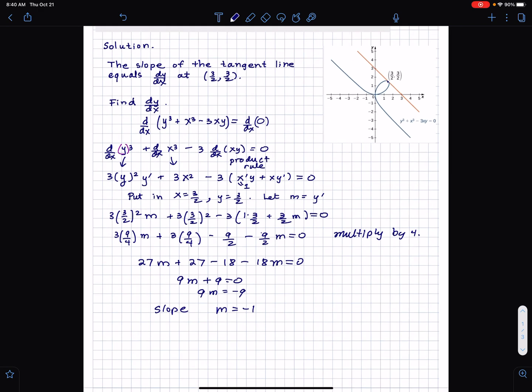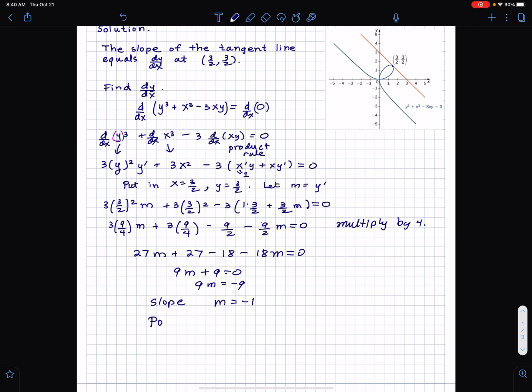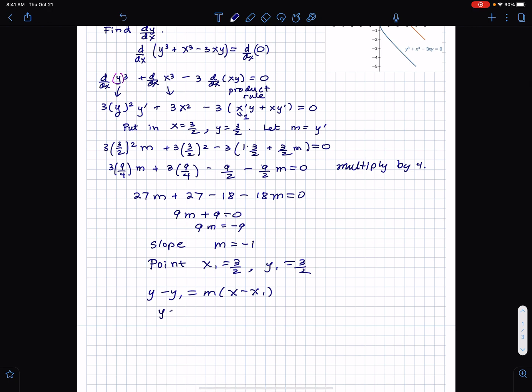We already have the point. So the point is x1 equals 3/2 and y1 equals 3/2. We are now able to use the point-slope formula: y minus y1 equals m times x minus x1. So we get y minus 3/2 equals negative 1 times x minus 3/2.